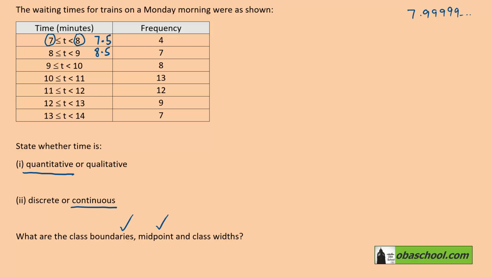So that's the midpoints. And the class widths, well, every single one of these has a class width of 1. So it's just, in this case, minutes. 7 minutes to 8 minutes is 1 minute. So all of the class widths are 1.